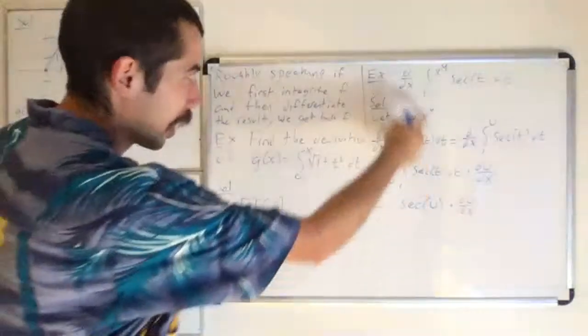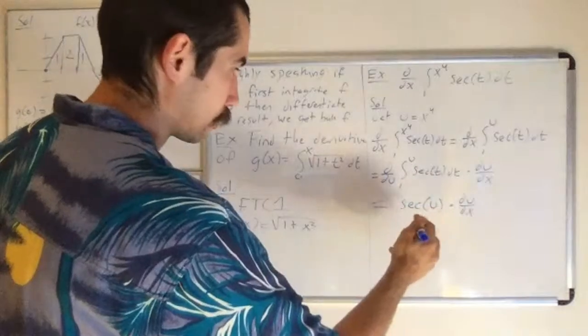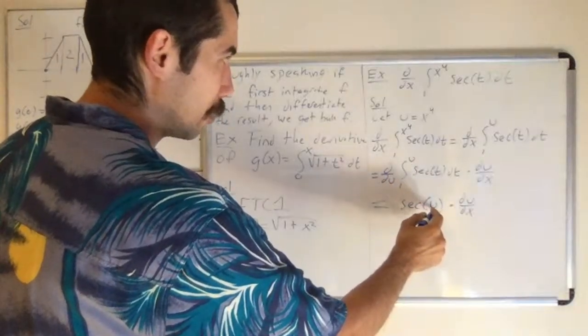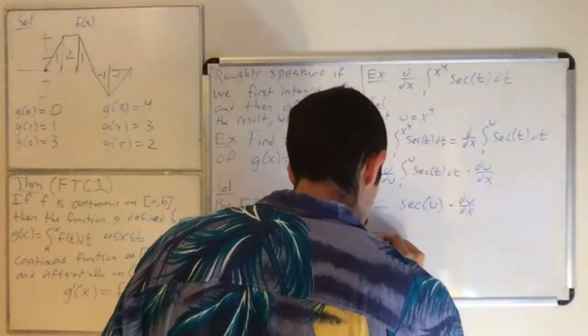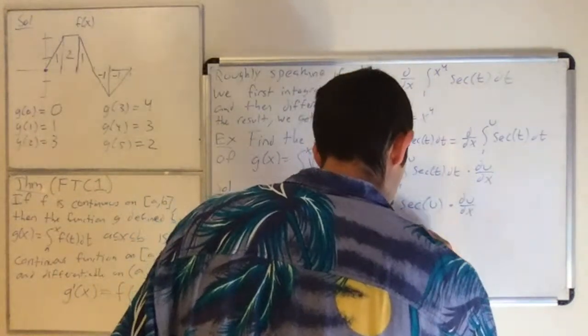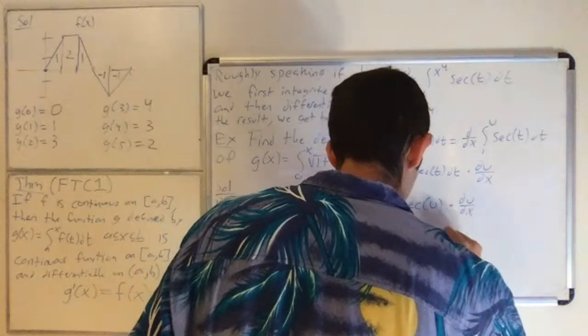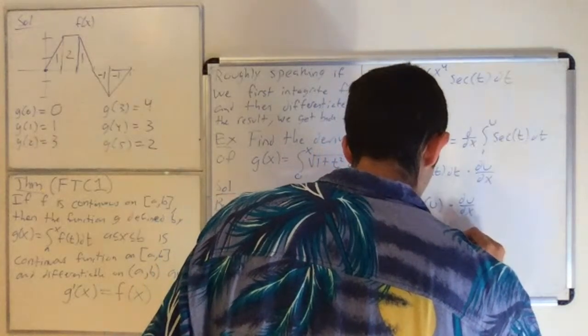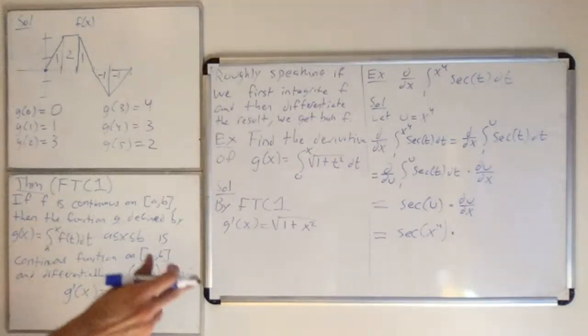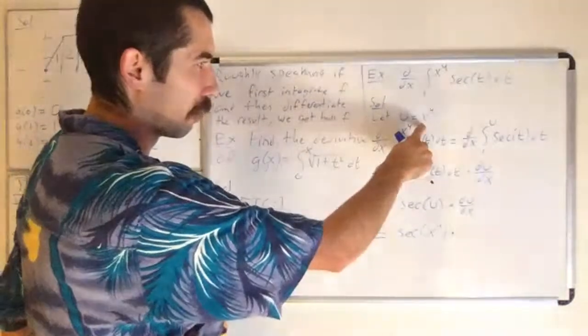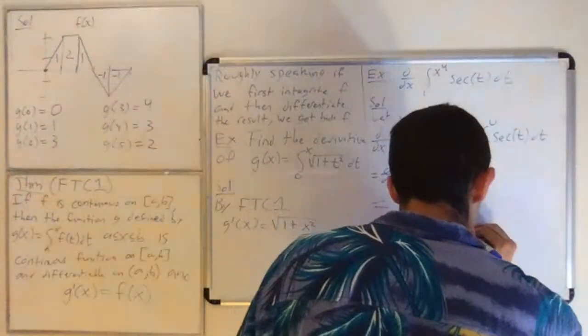But we started with x, so we should end with x. Secant of u, well, u is x to the 4th. And du/dx, what is the derivative of x to the 4th? That's 4x to the 3rd.